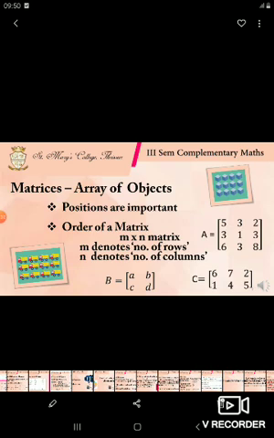So we will move on to the order of a matrix. Order of a matrix means if we say a matrix A is of m by n order, then m denotes the number of rows and n denotes the number of columns.